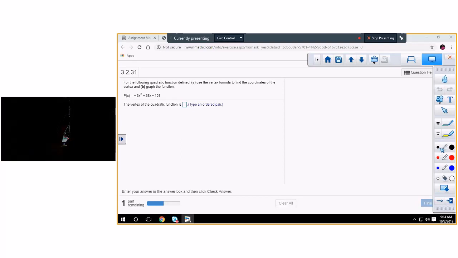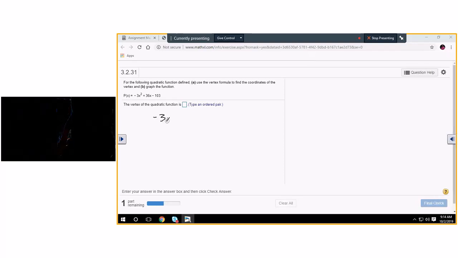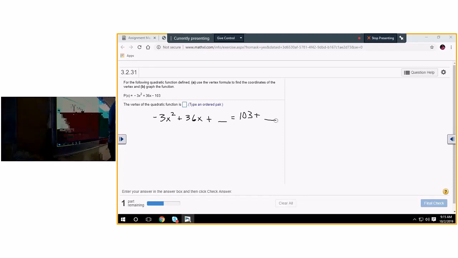All right, so I'm going to start off with negative 3x squared plus 36x plus blank is equal to 103 plus blank. Tell me what yesterday's was, number 9. Tell me the problem.